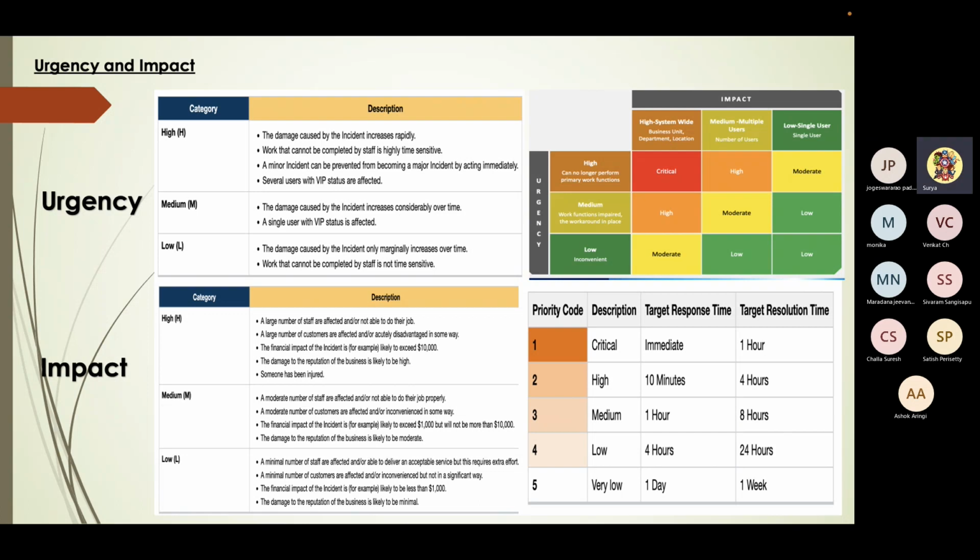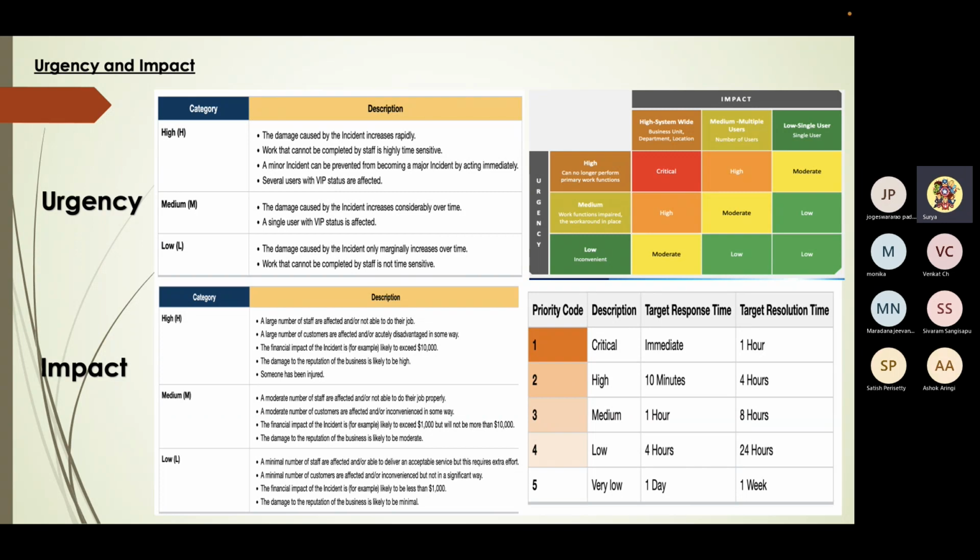What are the priorities of the incidents? How do impact and urgency give the priority? What is the impact? What is the urgency? What is the major incident? What is the minor incident? I'm sorry, there is no minor incident. What is the normal incident? You can call it a low priority incident. Minor incidents are not there, I'm sorry for that. So now you prioritized the incident, the prioritization was done.